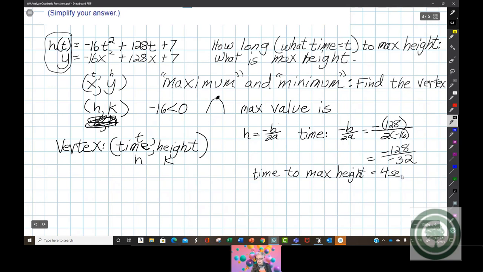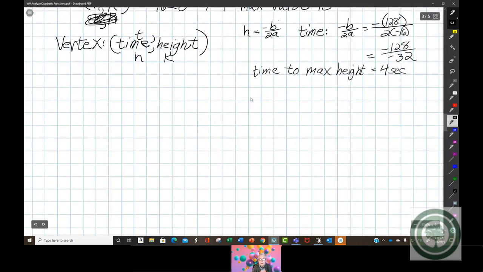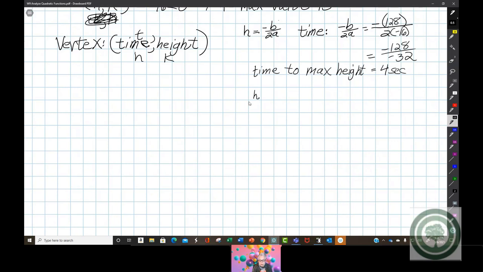Now, I can go back to my original function, or I can stay with y if I want to.